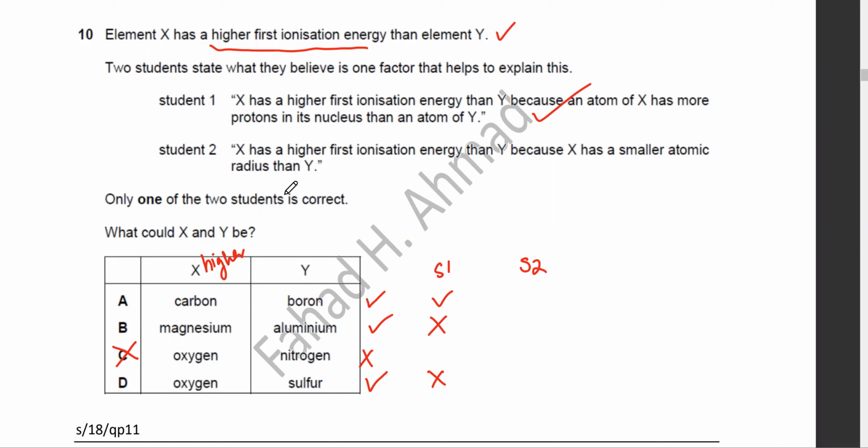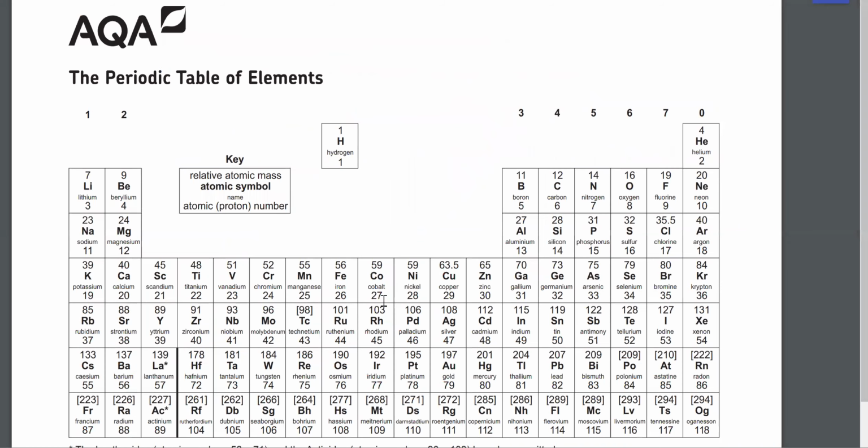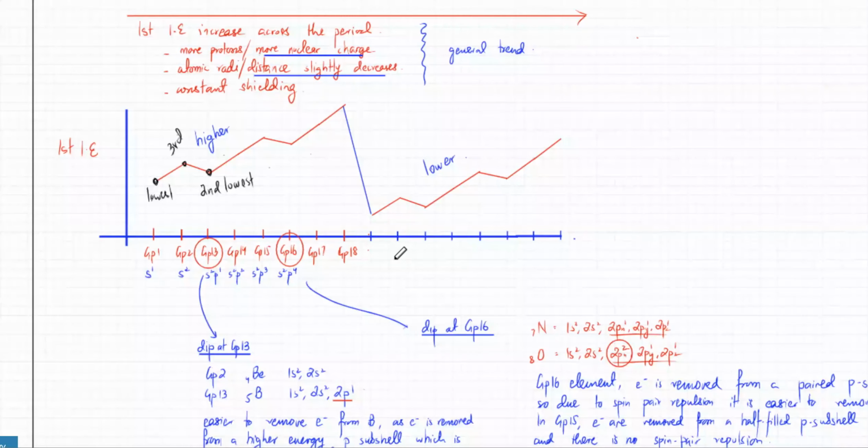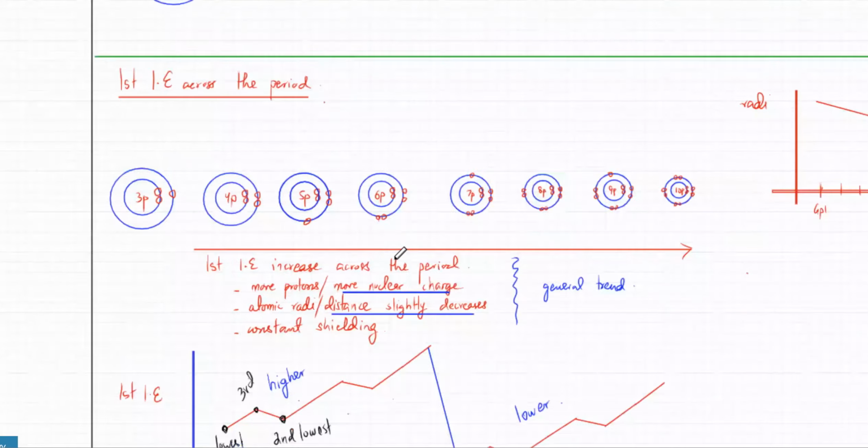X has a smaller atomic radius than Y. So is that true for the first one? Why do ionization energies increase across the period? One of the factors was carbon having more protons, right? What was the other factor across the period? Sir, the atomic radius. The atomic radius was smaller, right, when you move across the period. This was one of the factors.